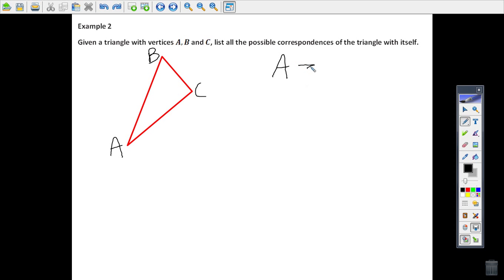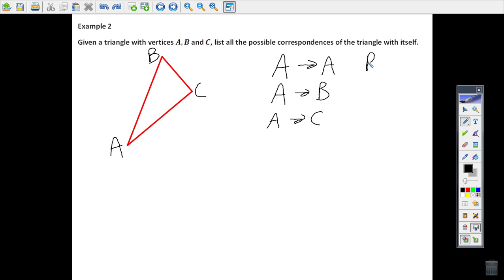What can A map onto? Well, A could map onto A, couldn't it? If I reflected, it would. Especially if I reflected around here, for example. A would map onto A. What else could A map onto? Well, if I rotate, A could map onto B. Or A could map onto C. A really can go anywhere.